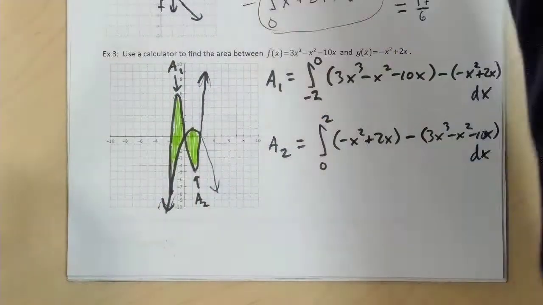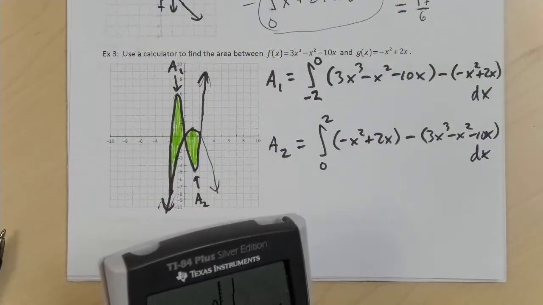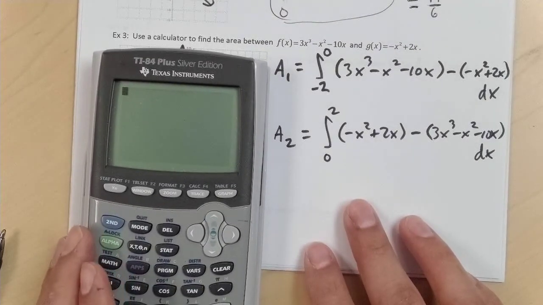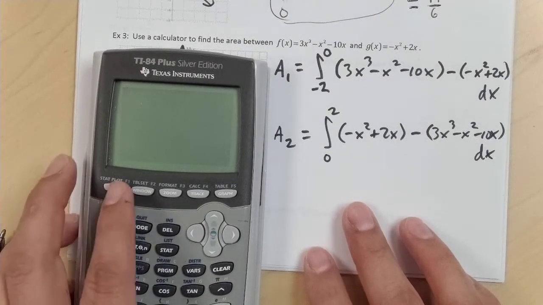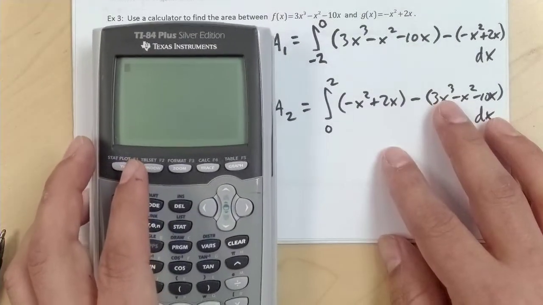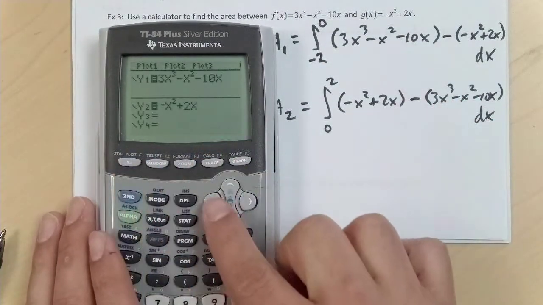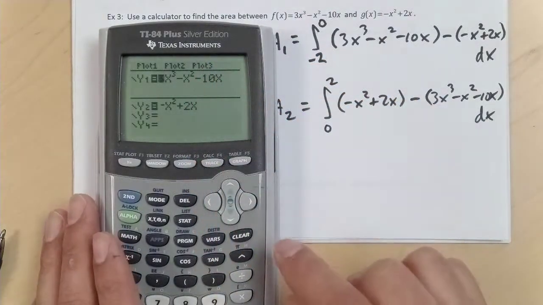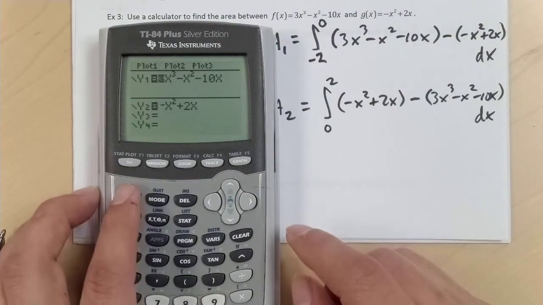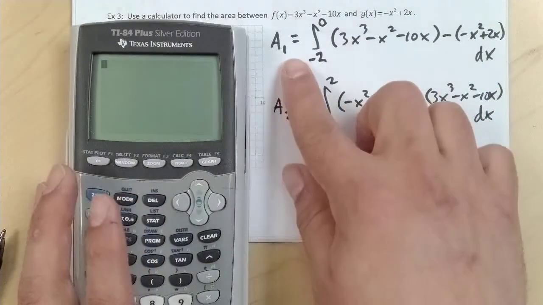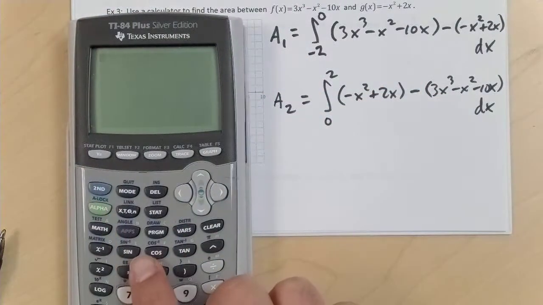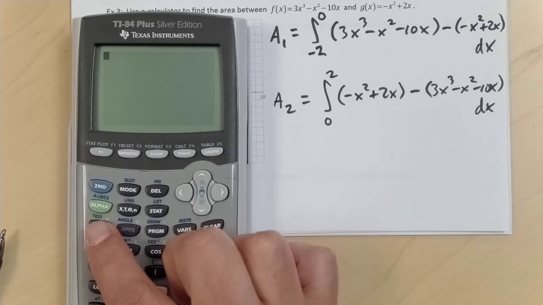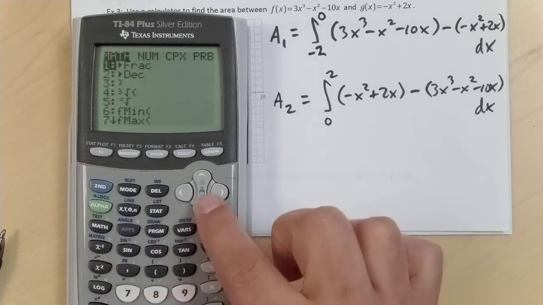Okay? And it did say that we're able to use a calculator. Here's a good time to review some calculator skills. Since I've already got these typed in, and I think Mrs. Rand probably went over some of this stuff, let's go ahead and find area number 1 on my calculator. So how do I get my integral up there? What do I press? Math 9.